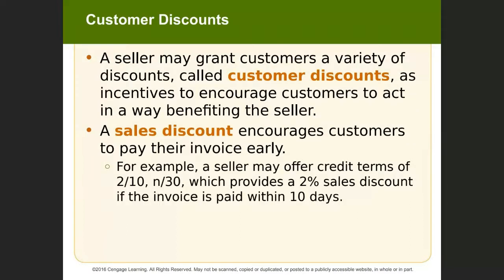A seller may grant customers a variety of discounts called customer discounts as incentives to encourage customers to act in a way that benefits the seller. A sales discount encourages customers to pay their invoice early. So an example of a sales discount or credit terms would be this 2/10, n/30. Anyone know what the N stands for?